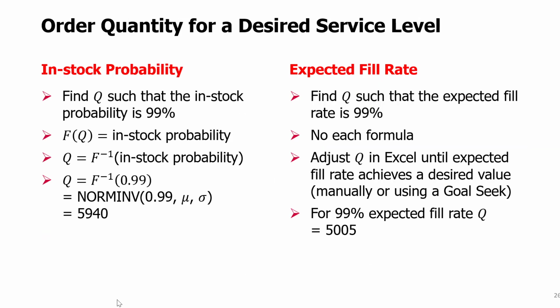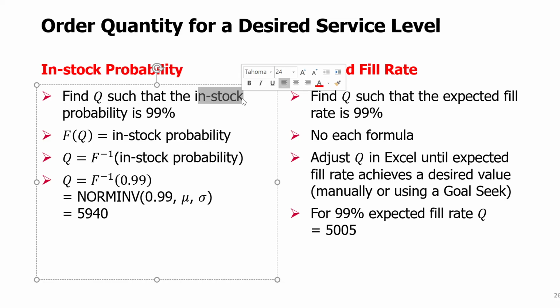And finally, if we have service levels, we can actually ask the question of what if we want to set the order quantity to achieve a desired service level. So there are two cases here. We can either have a desired in-stock probability, and in that case, for example, find Q such that in-stock probability is 99%. Well, it's actually very similar to maximizing profit, except that now instead of setting F(Q) to the critical ratio, we set F(Q) equal to the in-stock probability that we desire.